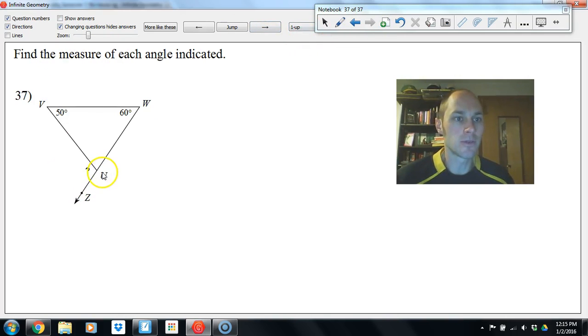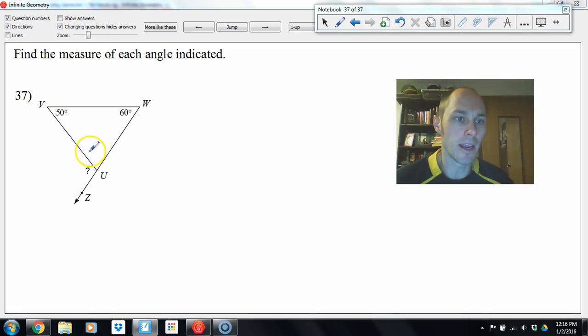All right, next one. We're trying to find this angle here. There are 2 ways I can find it. One way: if this is 60 and 50, that's 110. Subtract from 180, this has to be 70. These two are a linear pair. 70 plus 110 gives us 180. So this angle has to be 110.